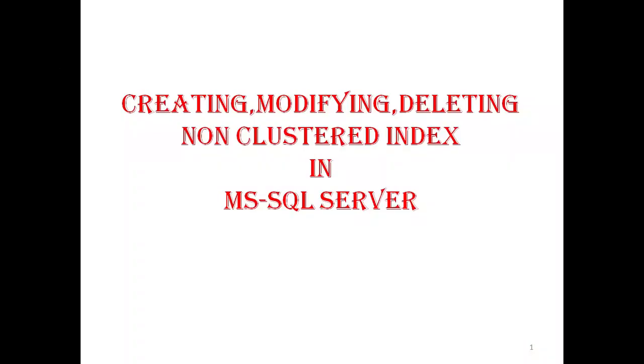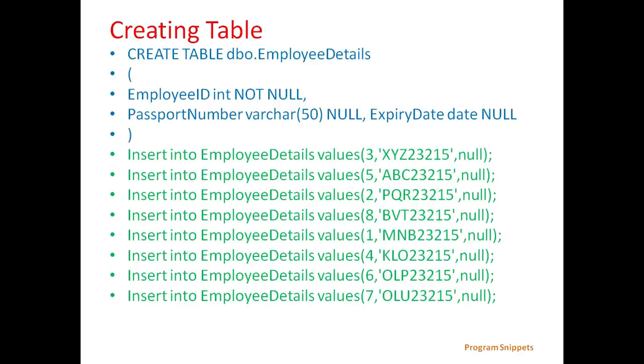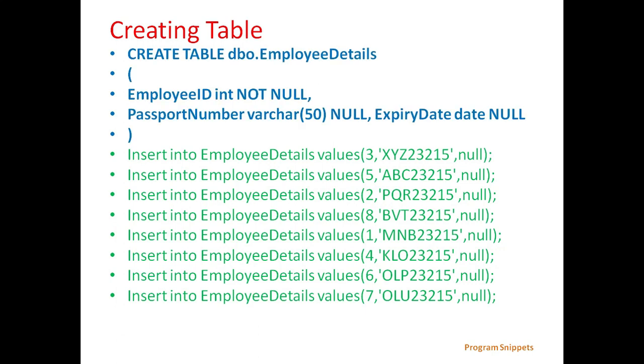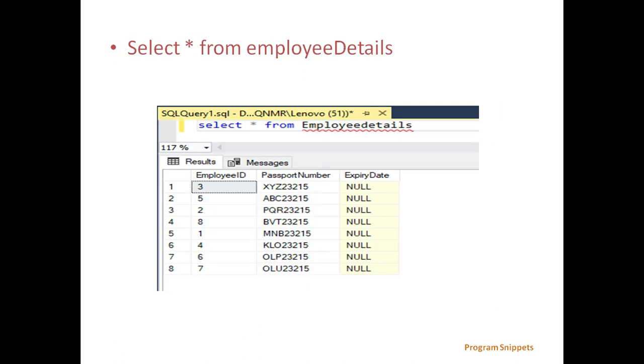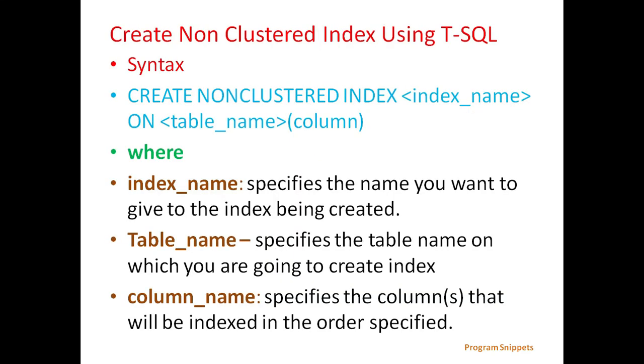Here we will see creating, modifying and deleting a non-clustered index in SQL Server. Before creating a non-clustered index, first we'll create a table EmployeeDetails with fields employee ID, passport number and expiry date, and we'll insert records in this table. Then we'll display all the records from EmployeeDetails using SELECT * FROM EmployeeDetails. Now I'll create a non-clustered index using Transact-SQL.